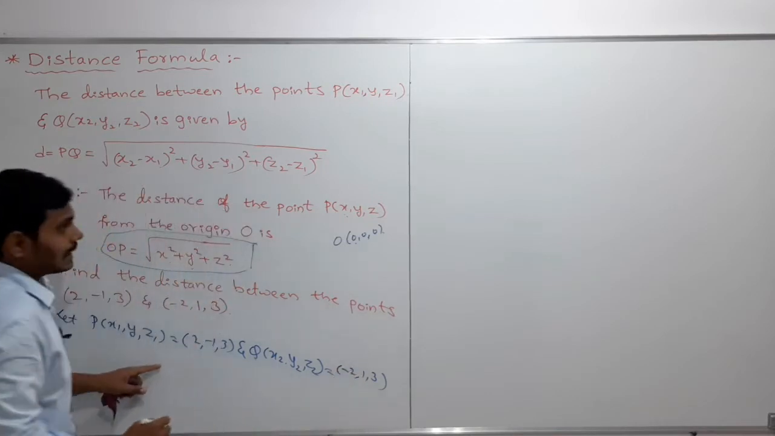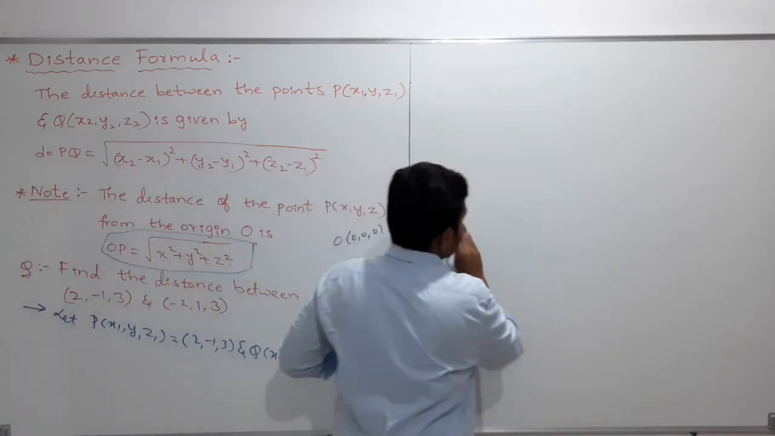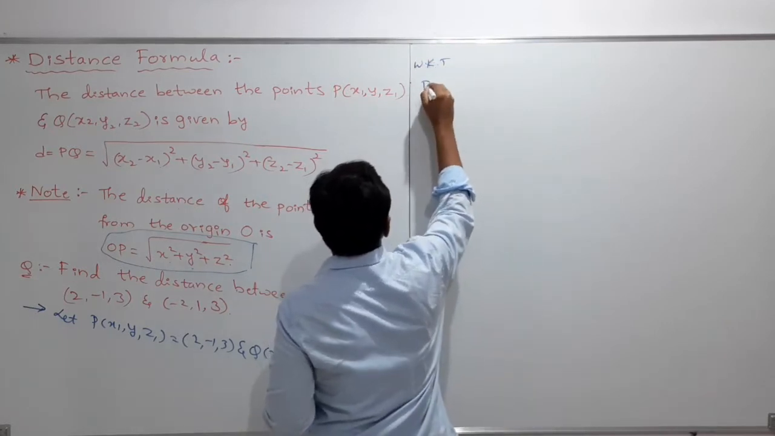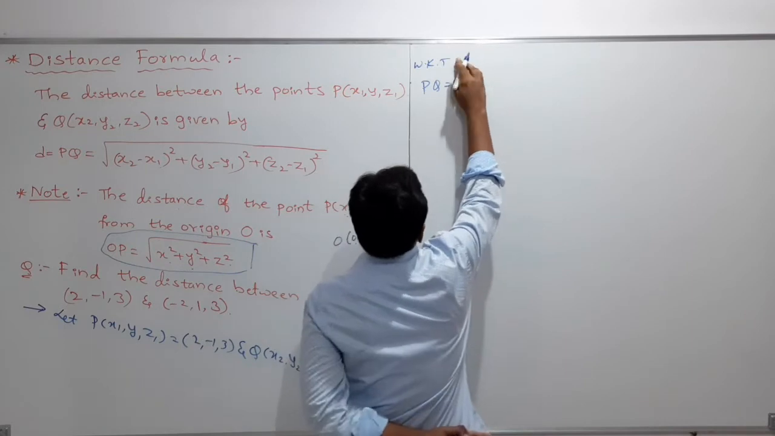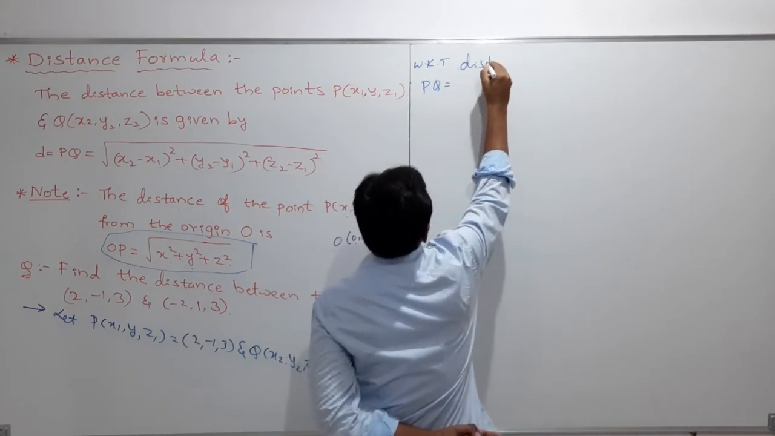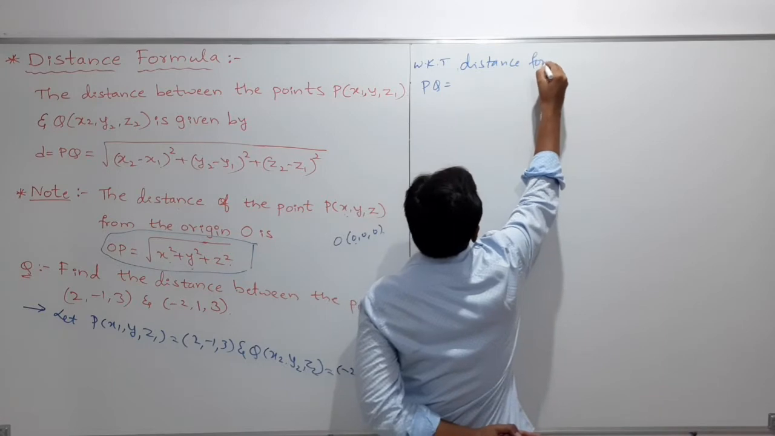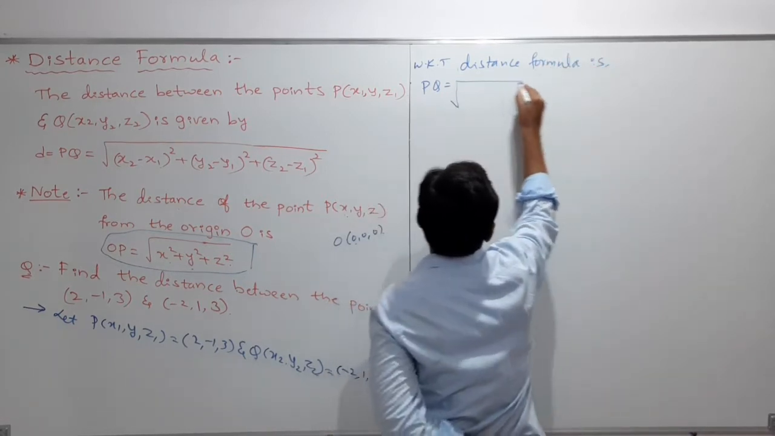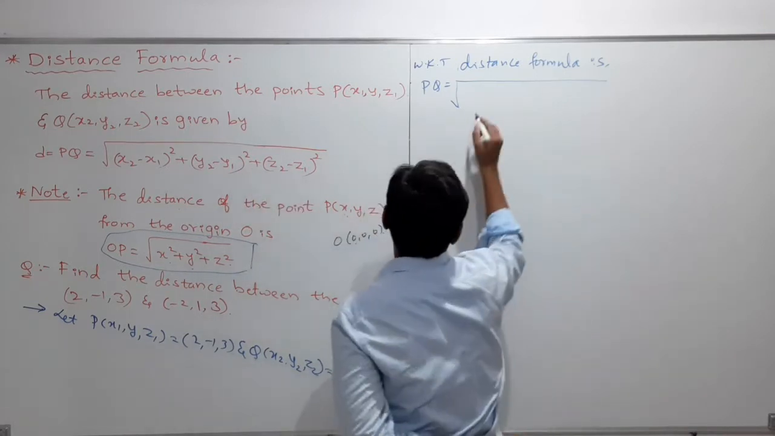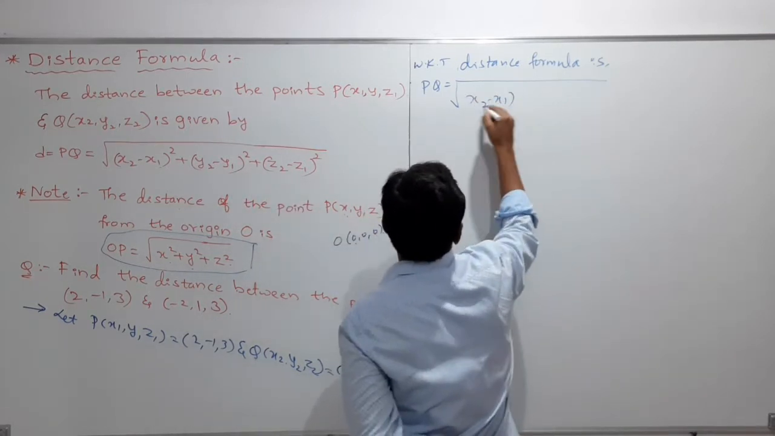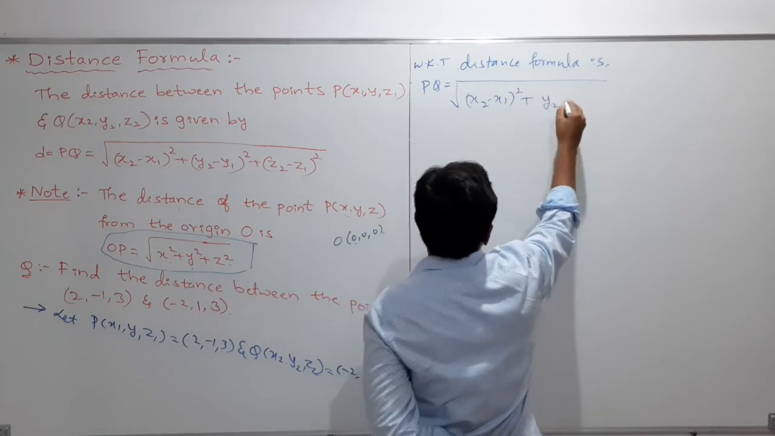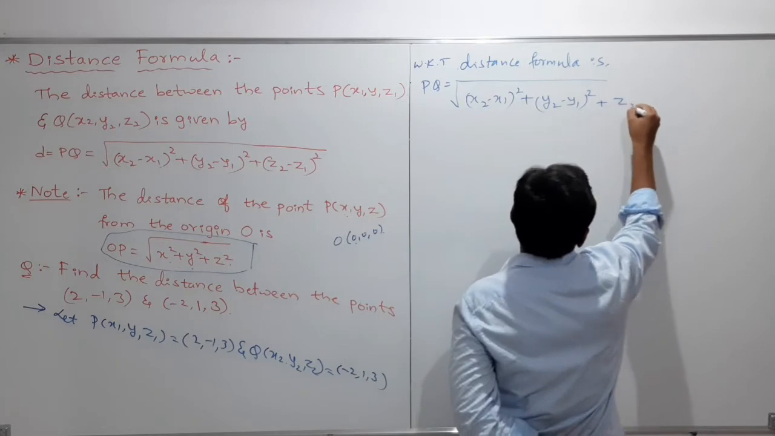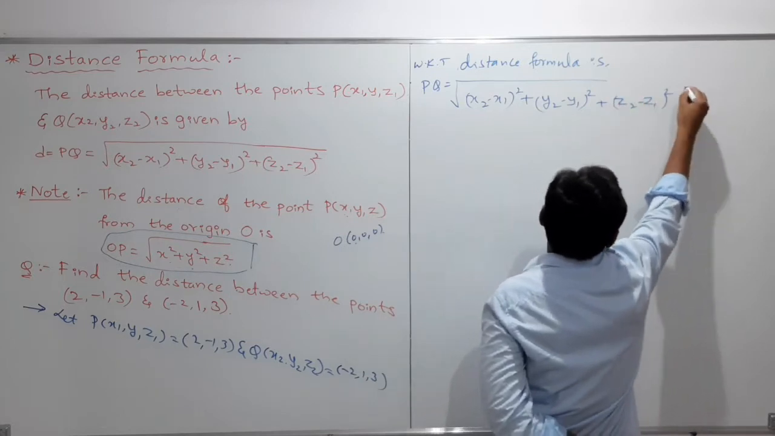Now we know the formula, so directly apply it. What is the formula? We know the distance formula: PQ equals the square root of (x2 minus x1) whole square plus (y2 minus y1) whole square plus (z2 minus z1) whole square.